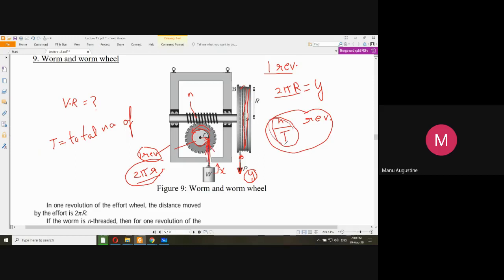So in one revolution it pulls 2 pi r of rope upward; how much rope will it pull upward in n by t revolutions? The amount of rope pulled upward by this disc in n by t revolutions will be simply equal to n by t multiplied by 2 pi r. This is the amount of rope actually pulled upwards by this disc, or in other words, this is your x. Your load will be pulled up by this same amount. So you have built this whole connection.